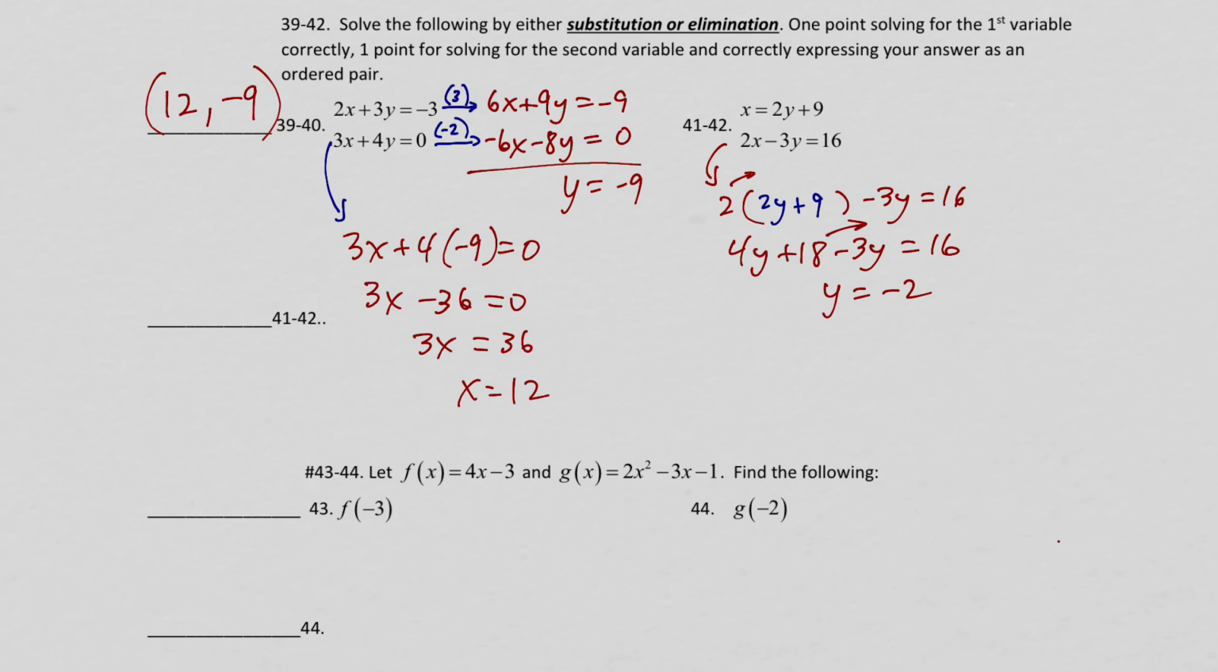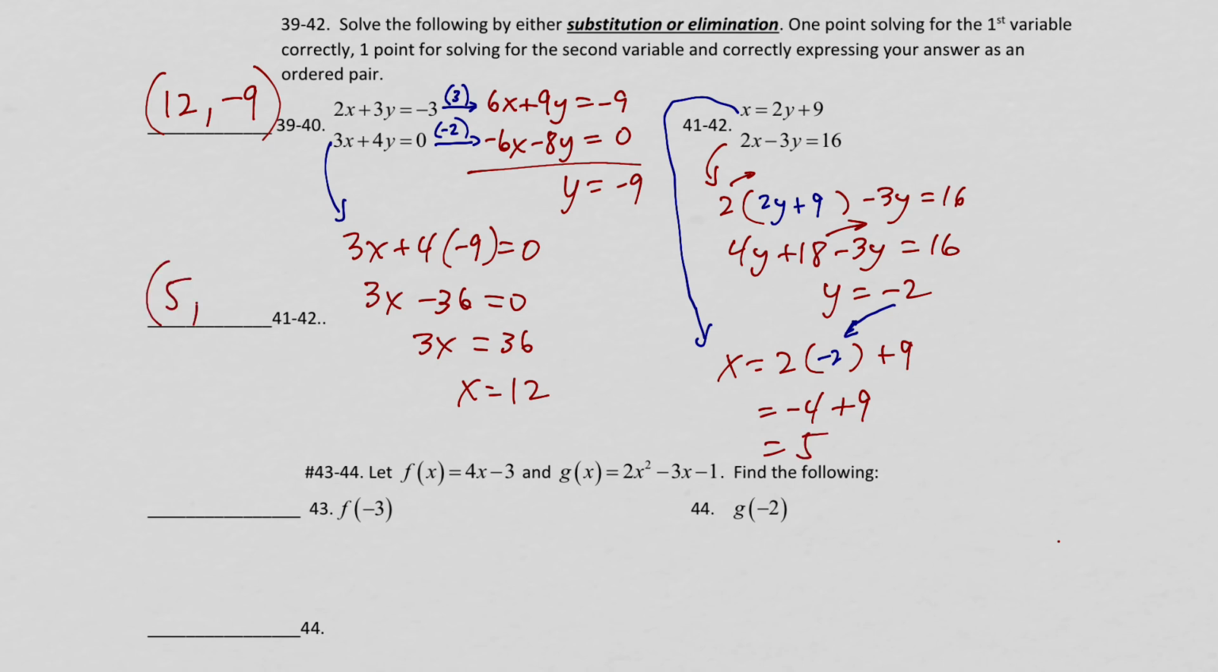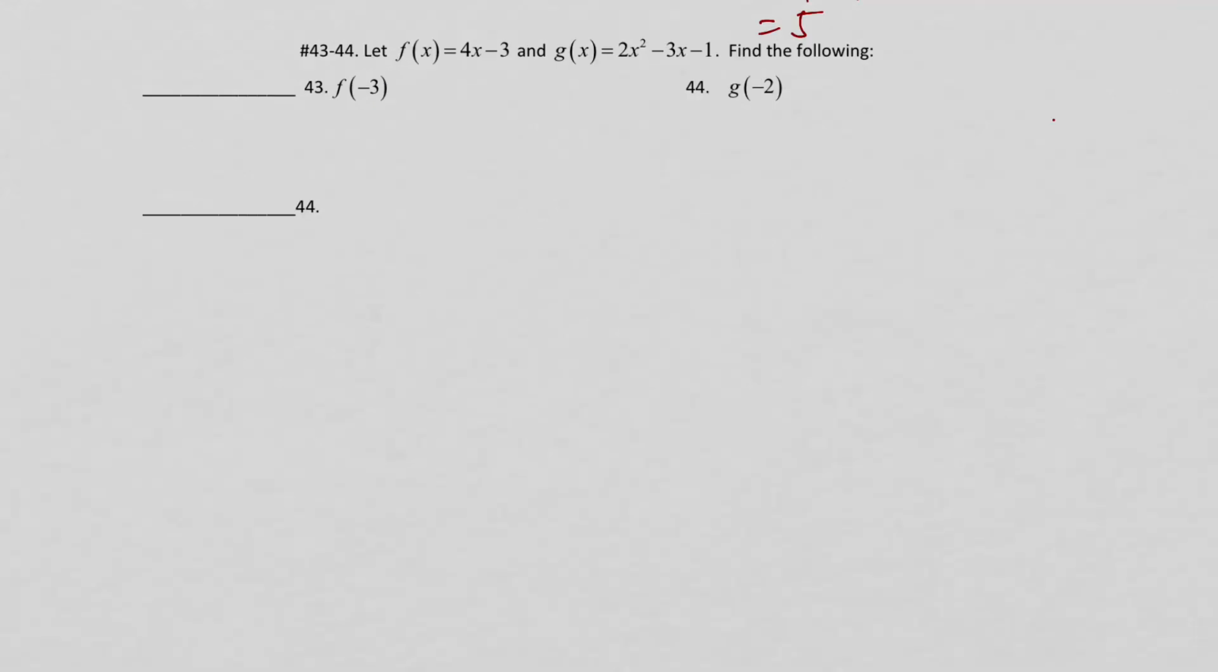I could technically plug this into either one, but this is always the easiest because it's solved for x. So here, I'll have x is equal to 2y plus 9, and y is negative 2. So this is negative 4 plus 9, or 5. So when you write your ordered pair, your x always comes first, and then your y.